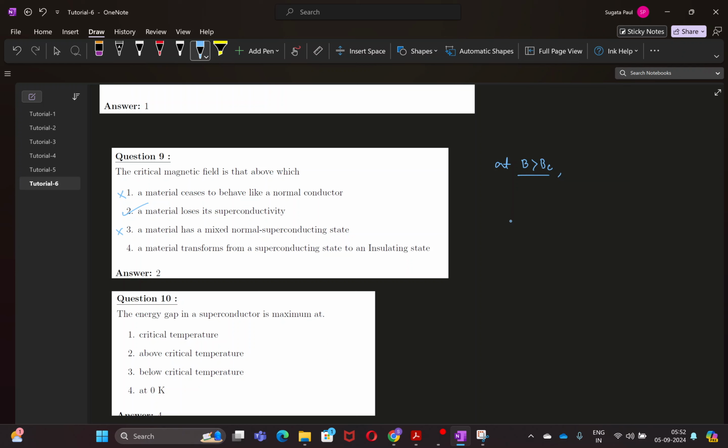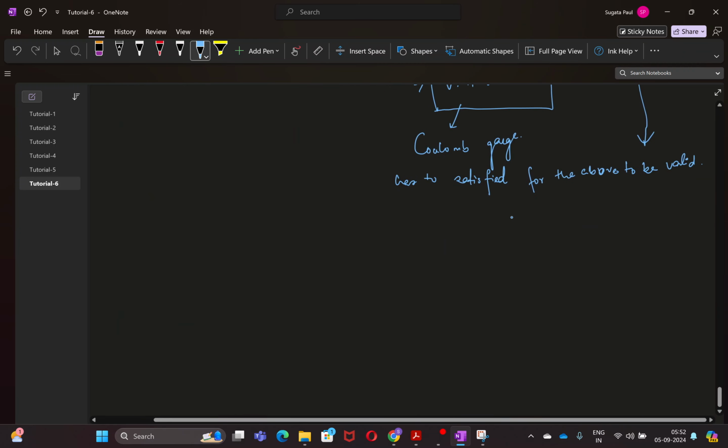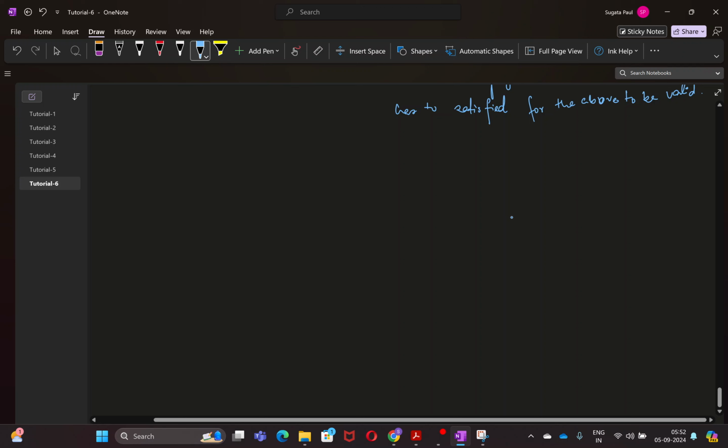So basically there are a few differences between type 1 and type 2. Just like in the case of the critical field, we know that type 1 superconductivity has a single critical field value, whereas type 2 has two different critical fields. That is, type 1 superconductors, and the second is type 2 superconductors. Okay.